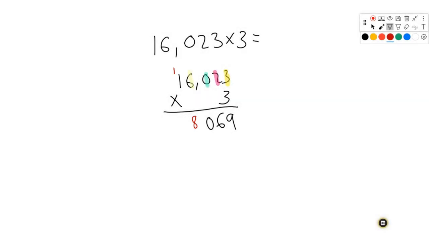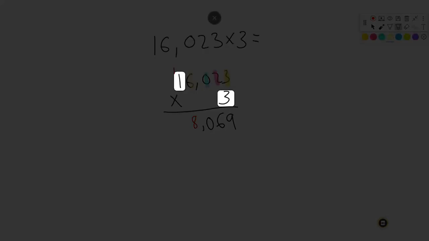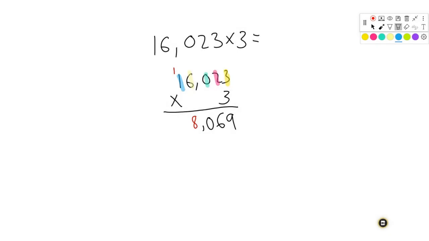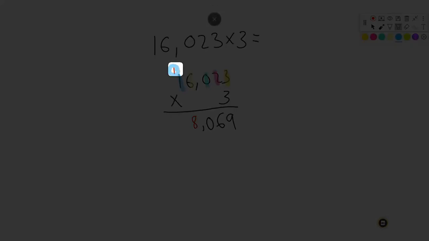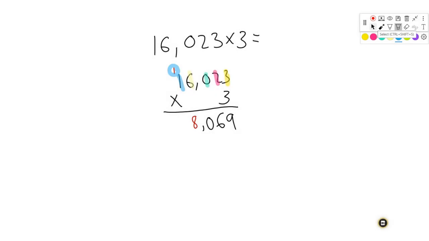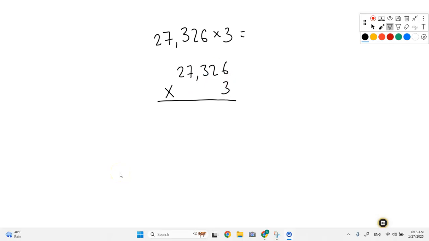All right, now, last one, we want to do our 1 ten thousand times 3 right here. So 1 times 3 is 3, right? Don't forget, we need to add our 1 extra 10,000. Oops, sorry, that's my alarm. 1 extra 10,000. So that's 3 ten thousands, plus 1 ten thousand, which is 4 ten thousands. So 3 times 1 is 3 plus 1 is 4. So our answer is 48,069. Let's do another one.